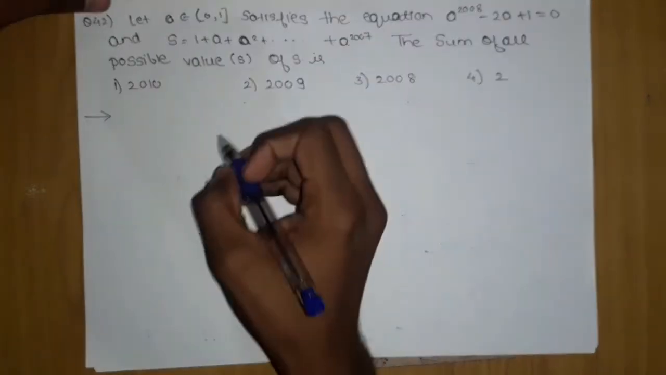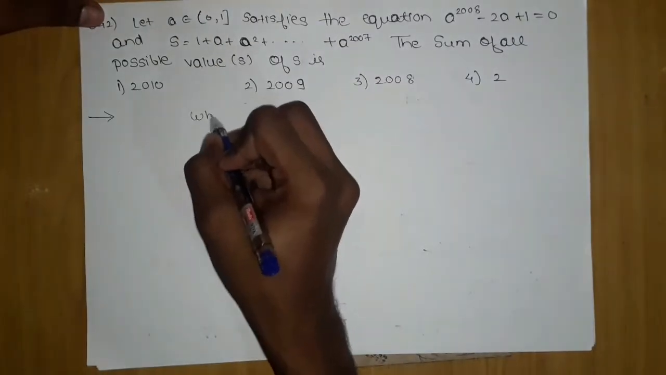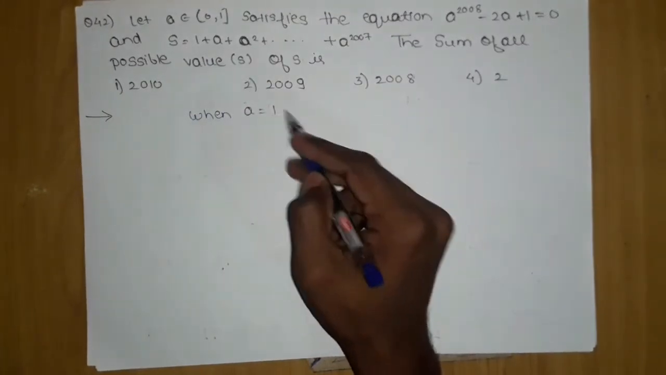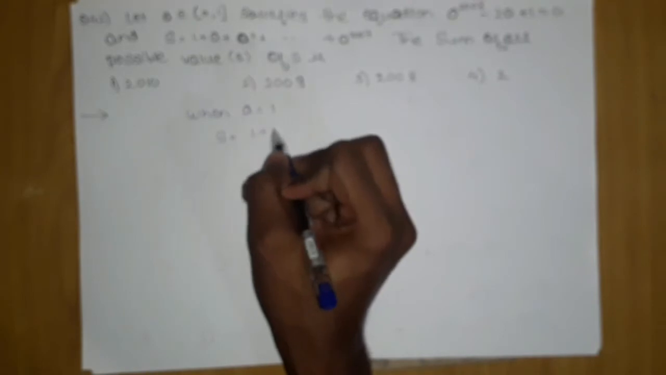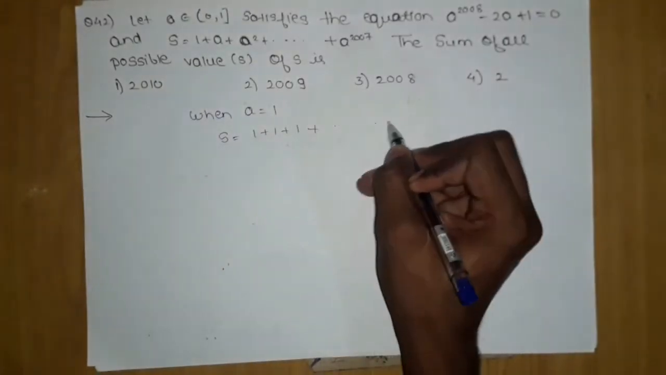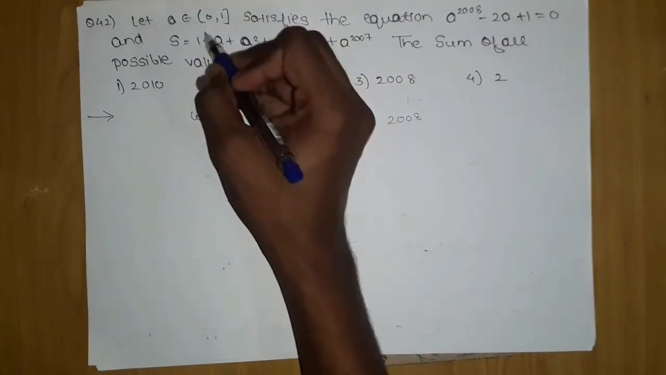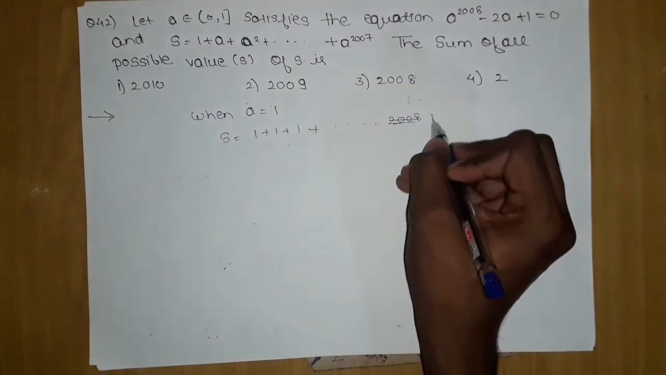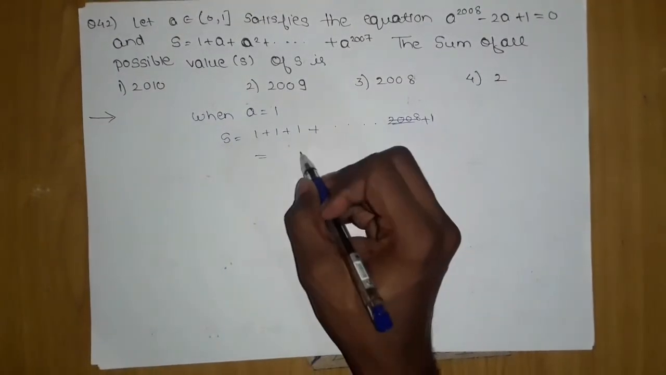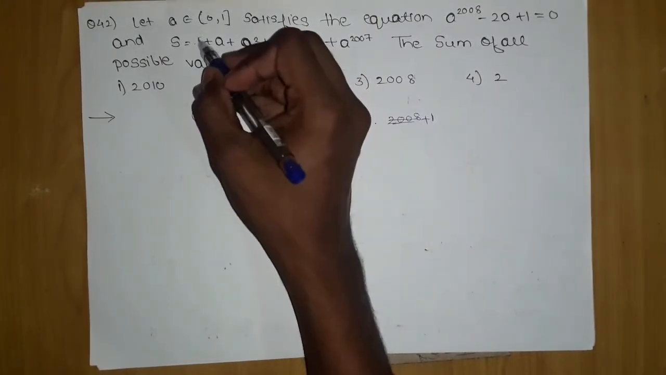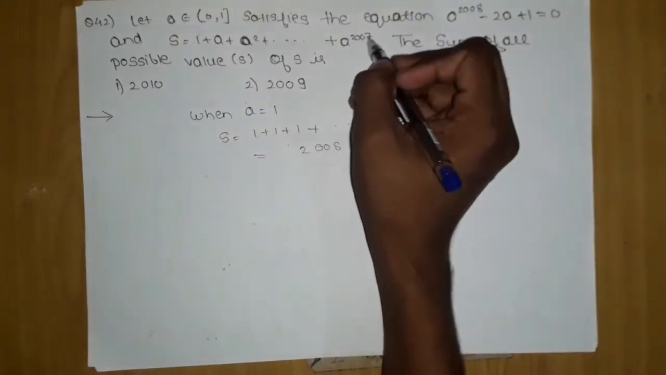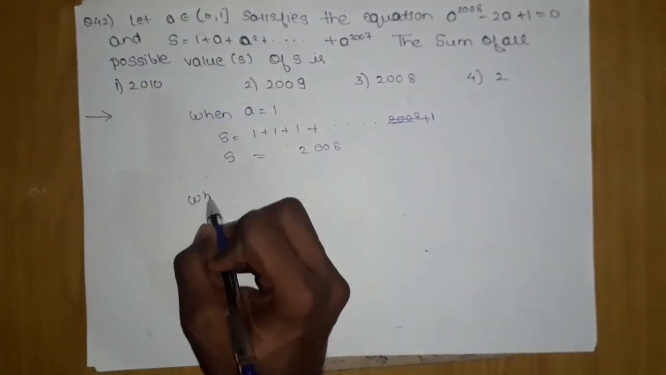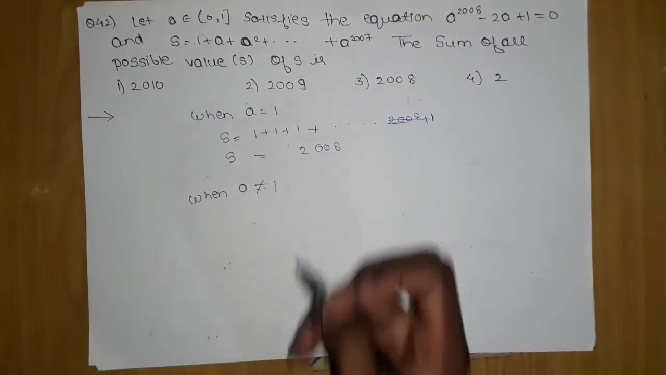Since 1 is included in A, when A is equal to 1, we want to find the possible values. When A becomes 1, S will be 1 plus 1 till 2008 times, because the powers start at 0 and each term will be 1. All this will add up and give me 2008. So S1 is 2008.